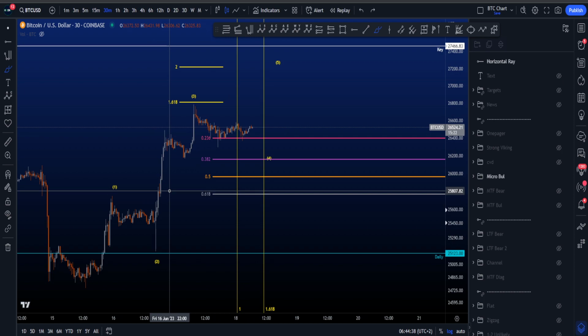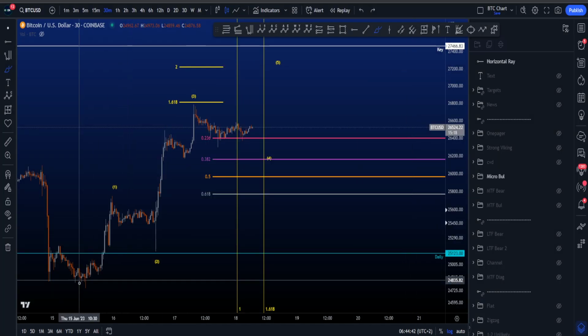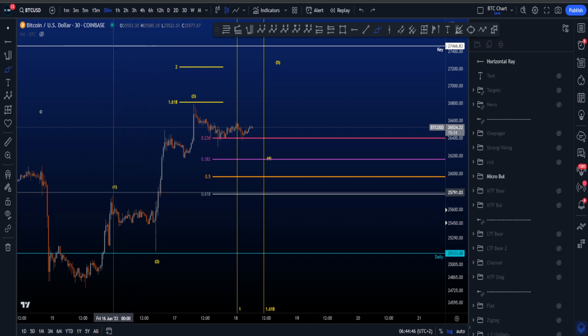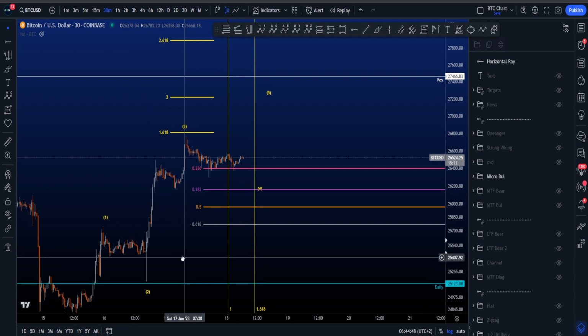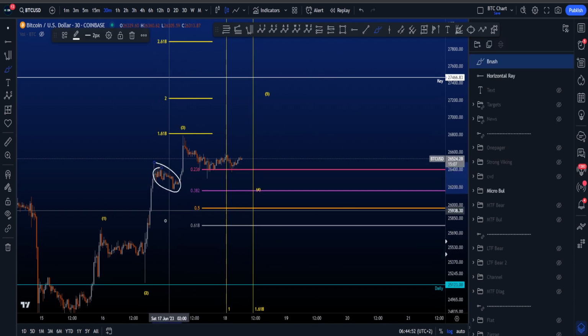Now, if we look at the structure of this impulsive move to the upside as it stands, then yeah, wave 1, okay, you can count a 5-wave move over here, then a 2, yes, that is actually nicely counted, by the way, this wave 2. But then we have this wave 3. And what is this, right? This most likely is then a wave 4.